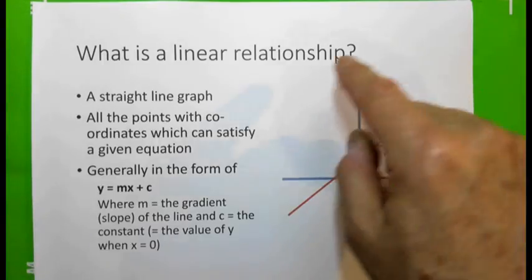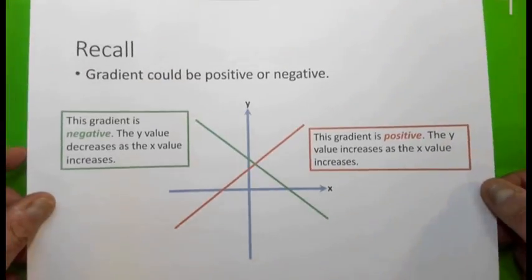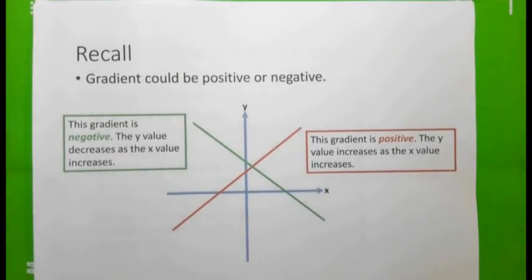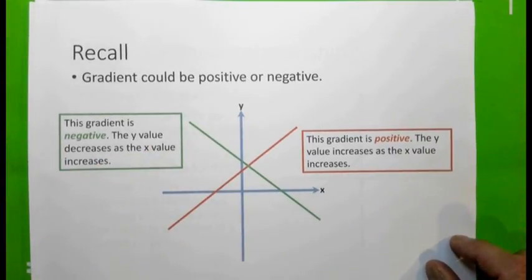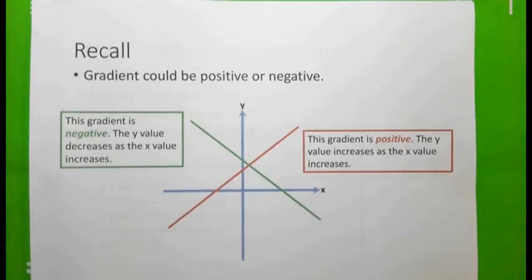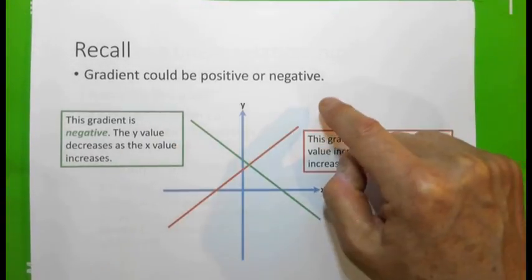Now, we'll look at this a little bit more in the next lesson, but before that, we need to recall gradient could be positive or negative. The green line, the gradient is negative. We notice that when the gradient is negative, the y value decreases as the x value increases. The red line is positive gradient. In this case, the y value increases as the x value increases. So make sure that you know the difference between negative gradient and positive gradient.